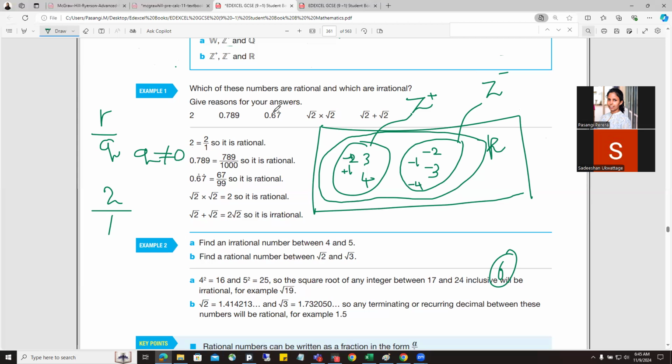And the last one, 2 square root 2 plus square root 2. Irrational. Because in square root 2 plus square root 2, there are 2 and in the square root it is also 2. Yes, correct. So because of that, we can say that it is 2 square root 2. Okay, so it's an irrational number.